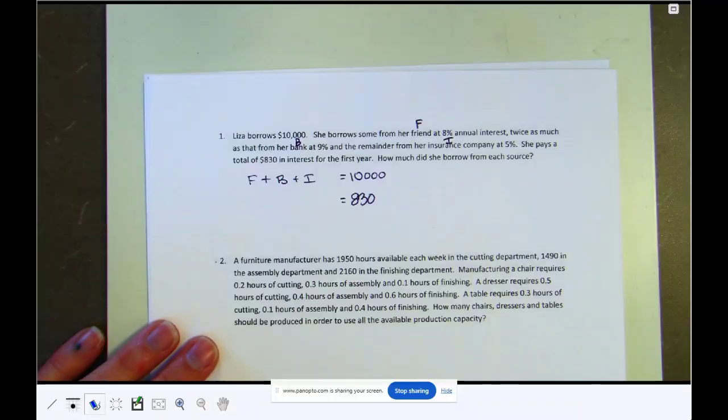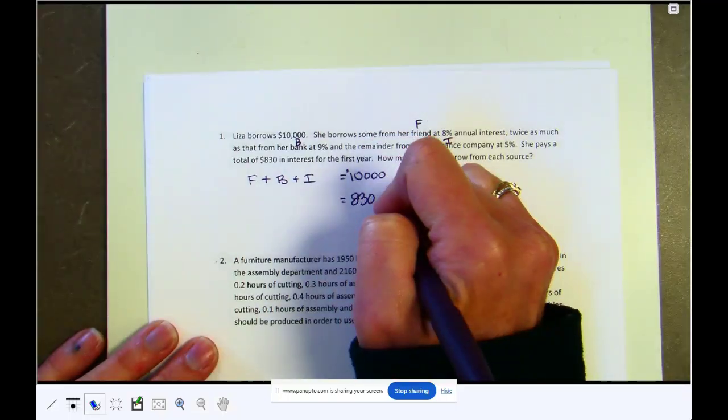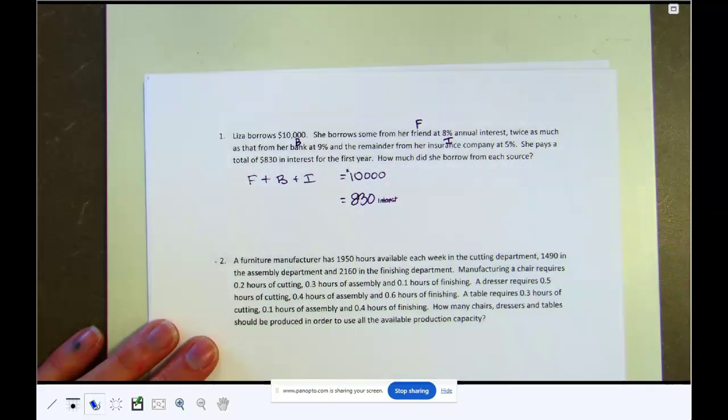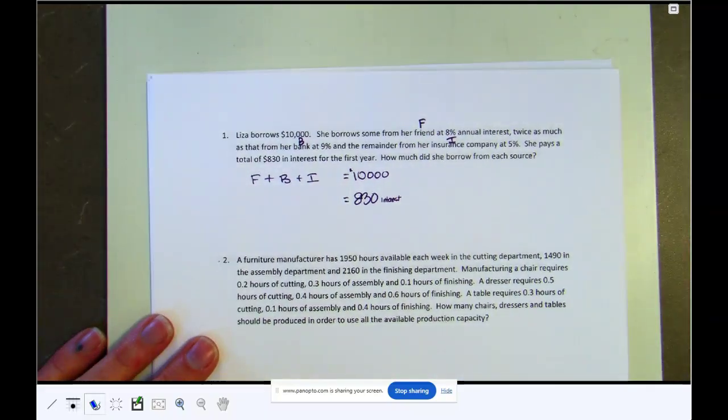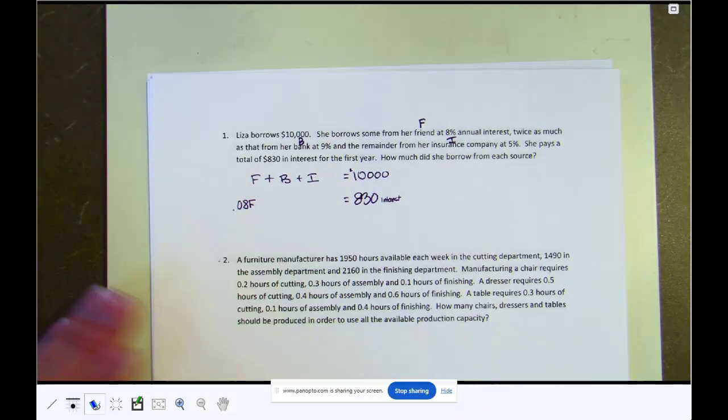Okay. Now, this is money, right? This has to do with interest. So, what do you think is the coefficient of the F then in the next equation? Yeah, 0.08, because whatever she borrows from her friend, she's paying 8% on. So you got to have 0.08.